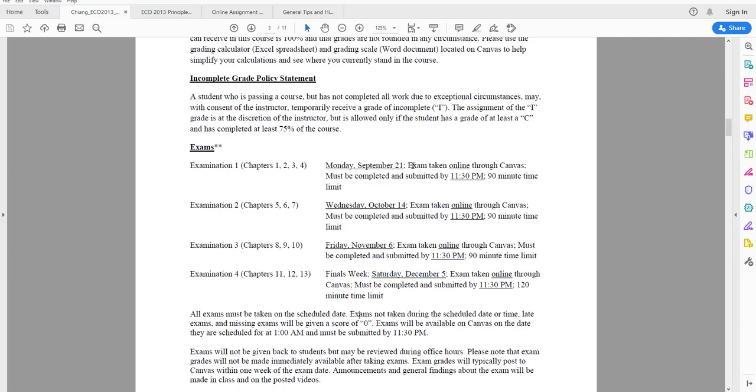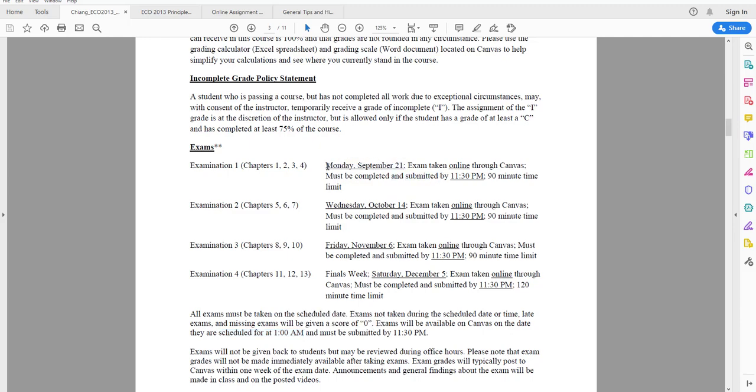The exams, like we said, because this is an online class, are going to be taken through Canvas, and they must be completed and submitted by 11:30 for all 4 of these exams. There's a 90-minute time limit for the first 3 exams, and because exam number 4 is considered your final exam, you do get an additional 30 minutes, so you have a 120-minute time limit there. The exams must be taken on these dates, and they are scheduled to open up at 1 a.m. on each of these dates.